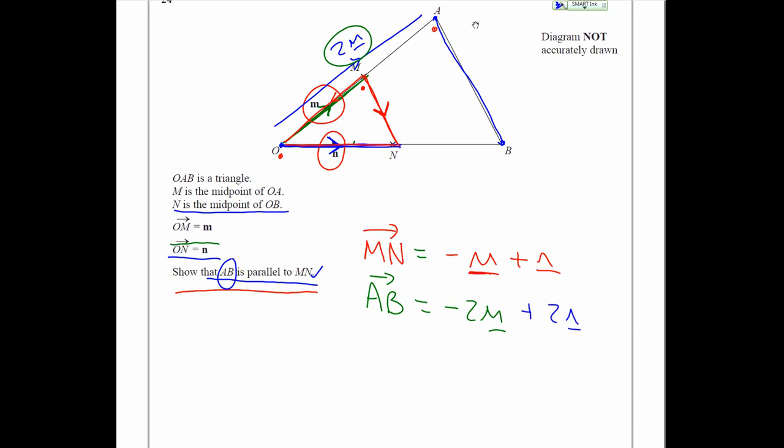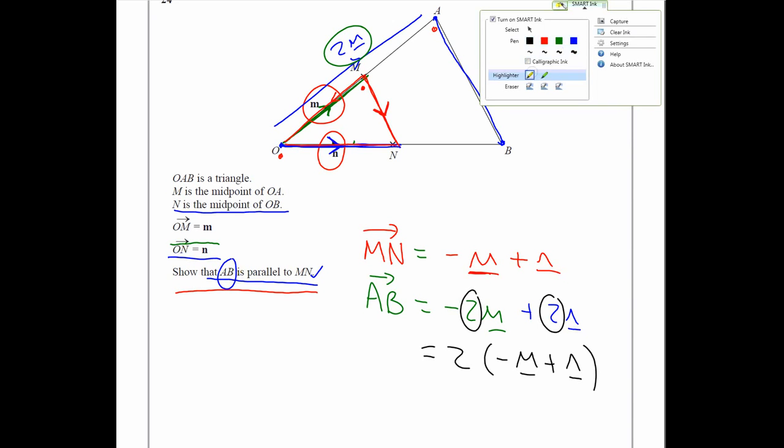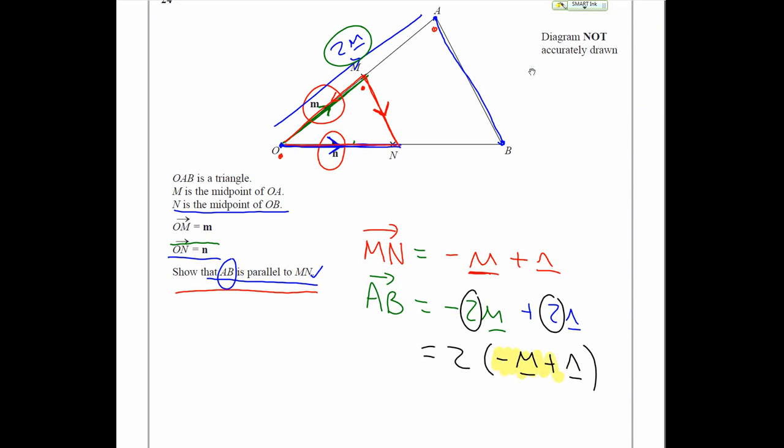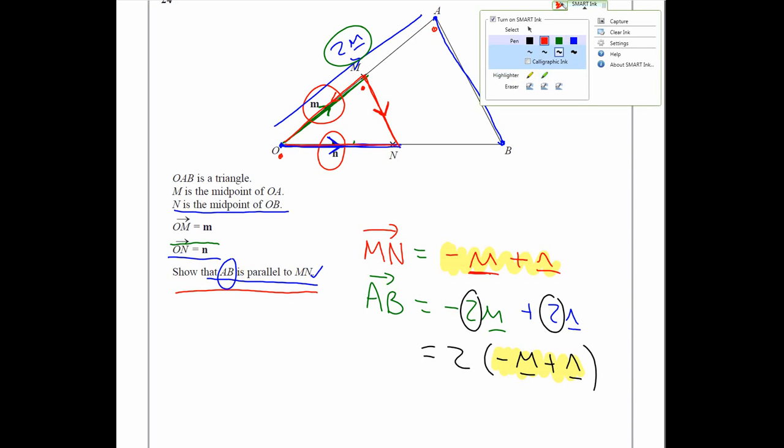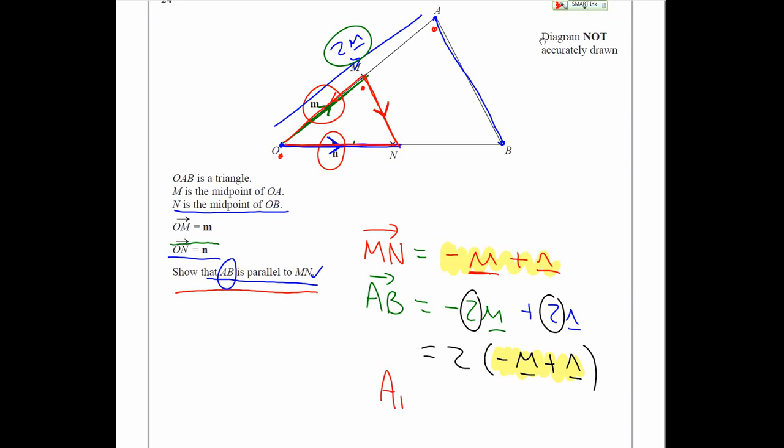Okay. This can be factorized because there's a 2 in both. So 2, and it can be minus M plus N. Now, does that look familiar? Minus M plus N. It should do, because this thing is a vector MN, okay, from M to N. So that means that AB is 2 times the vector MN, like we just said.